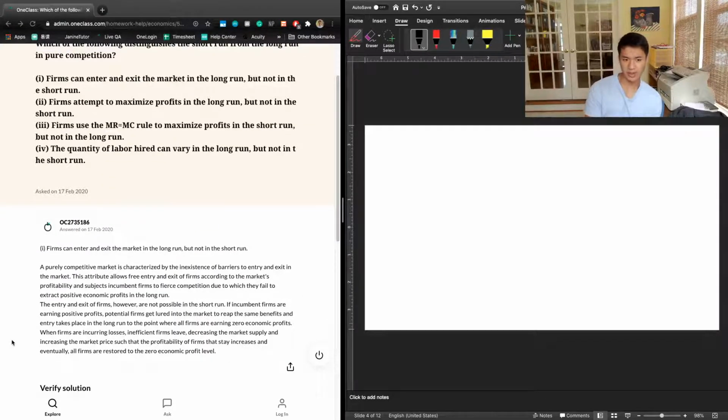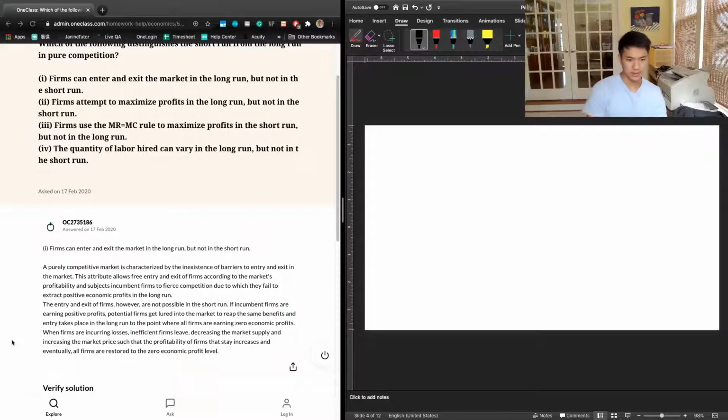Previous year says that firms can enter and exit the market in the long run, but not in the short run. A purely competitive market is characterized by the inexistence of barriers to entry and exit in the market. This attribute allows free entry and exit of firms according to the market's profitability, and subjects incumbent firms to fierce competition, due to which they fail to extract positive economic profits in the long run. The entry and exit of firms, however, is not possible in the short run. If incumbent firms are earning positive profits, potential firms get lured into the market to reap the same benefits, and entry takes place in the long run to the point where all firms earn zero economic profits. When firms are incurring losses, inefficient firms leave, decreasing the market supply and increasing the market price such that the profitability of firms that stay increases, and eventually all firms are restored to the zero economic profit level.